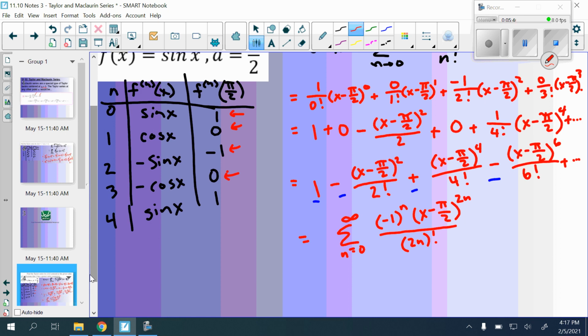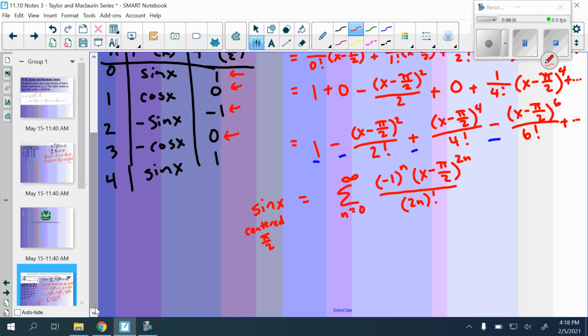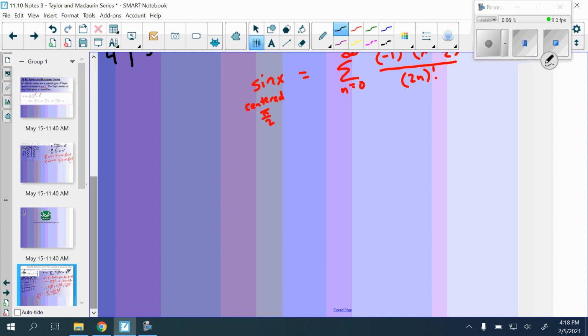the series for sine of x centered at π/2. Okay. If we wanted to show what the radius of convergence would be for this one, we could do that by using our ratio test.